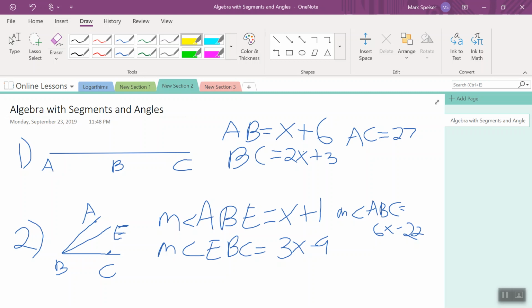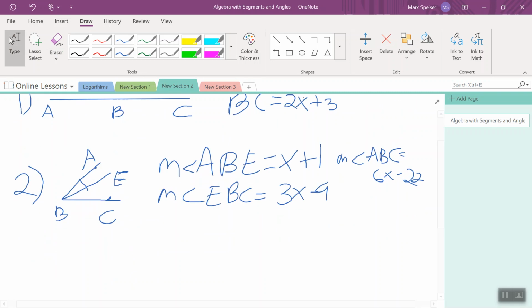So our top angle, in this case, ABE, we have the measure of ABE equals x plus 1. Measure of EBC is 3x minus 9. And the total measure is 6x minus 22. So, let's look at what the geometric equation looks like first.